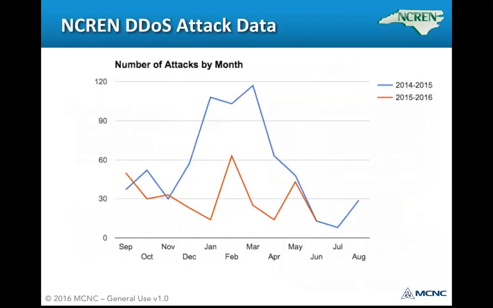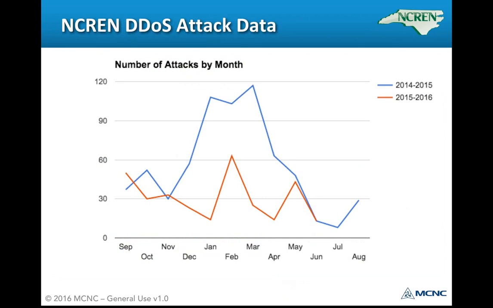All right, so now we'll move on to some data for what we see in terms of attacks on the NCREN network. I've got a bunch of charts to show you here. So this one, we go from September to August, and the blue line that you see is the 2014-2015 year, so that's last year, and the red line is this year, so that goes from September through, we have data through June of this year. So what you'll notice in this particular chart is this is the number of individual attacks that we saw during this period.